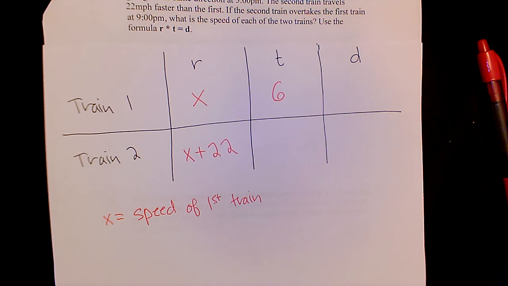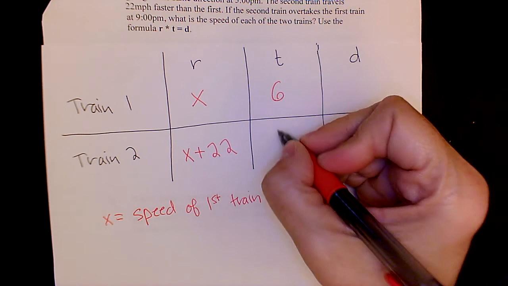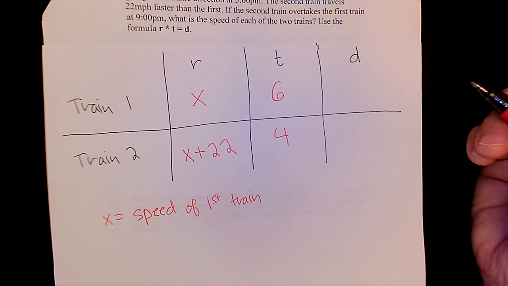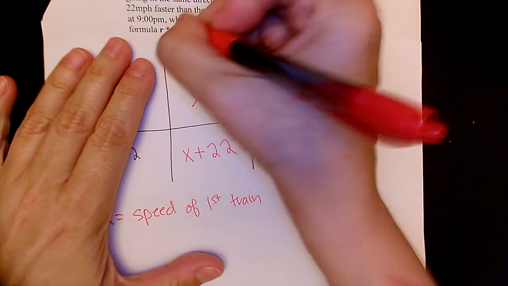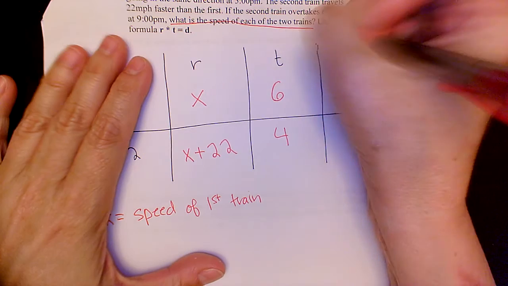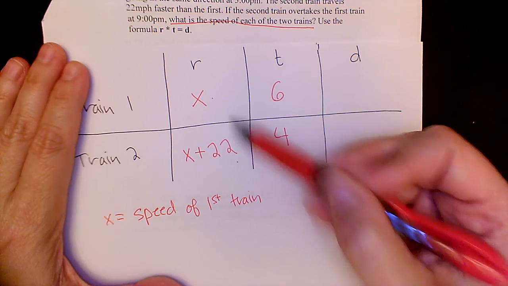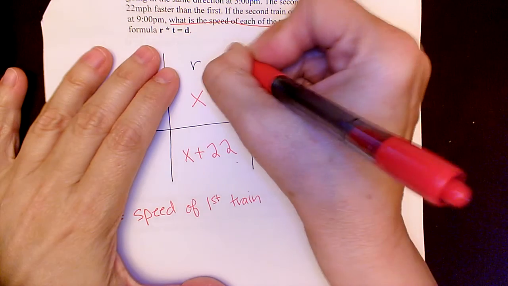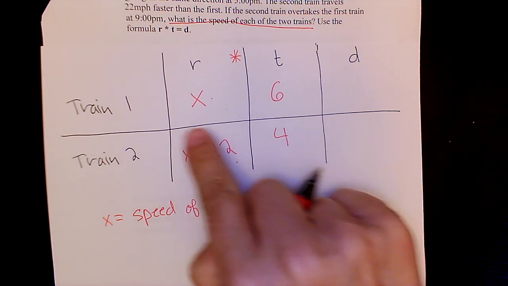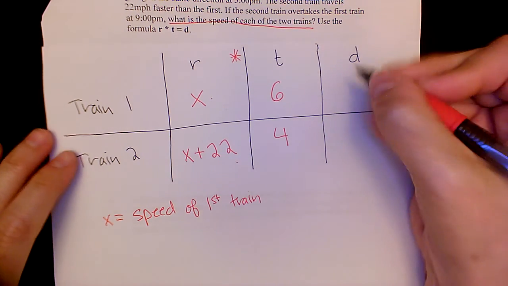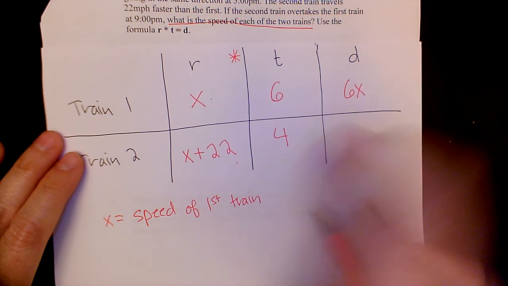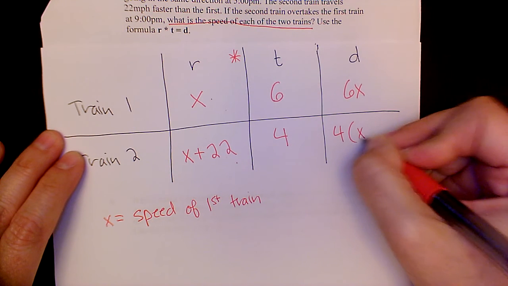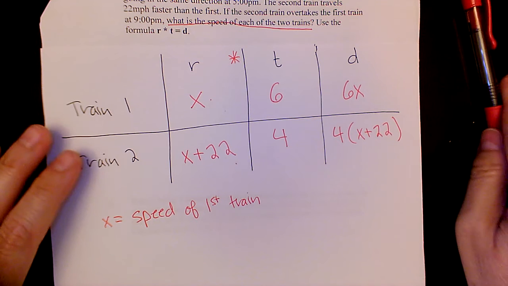And the second train leaves at 5 and meets up with the first train at 9. So how much time has gone by from 5 to 9? And that's 4 hours. So we want to find out what's the speed of the 2 trains. We've got our variable in there, x, so that's good. Now we know rate times time equals distance, so we're just going to multiply across the columns. So x times 6 is just 6x, and then I'm going to multiply 4 times x plus 22.